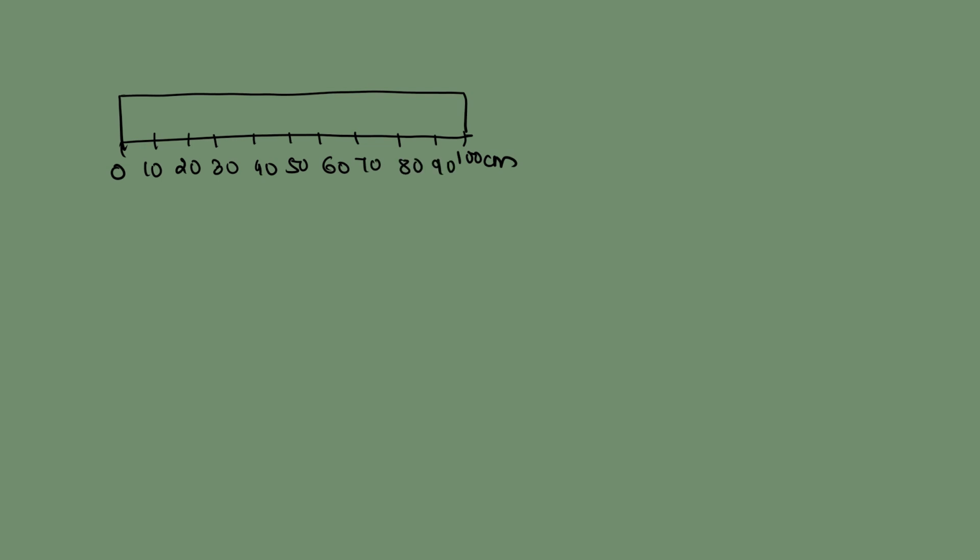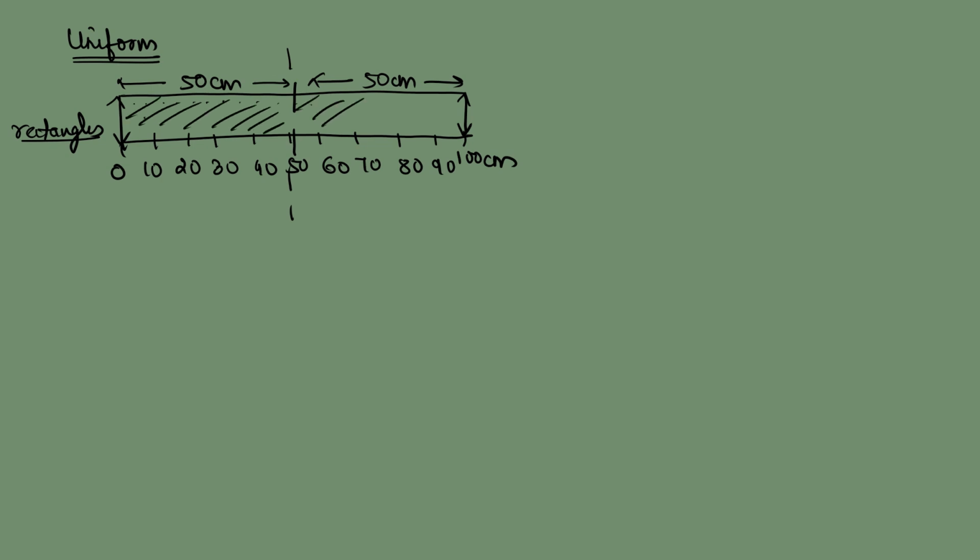So when we call a body a uniform scale or a uniform body, that means there is equal density distribution all around the body. That means the number of molecules or atoms present on the left hand side, because this is half of the scale, 50 centimeter, and this is the other half, 50 centimeter. Both of them are identical in shape. They are rectangles of equal area, because this height and this height are also the same. So this part has the same number of molecules as this part.